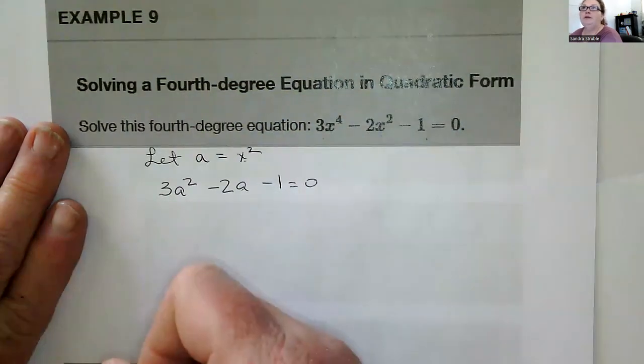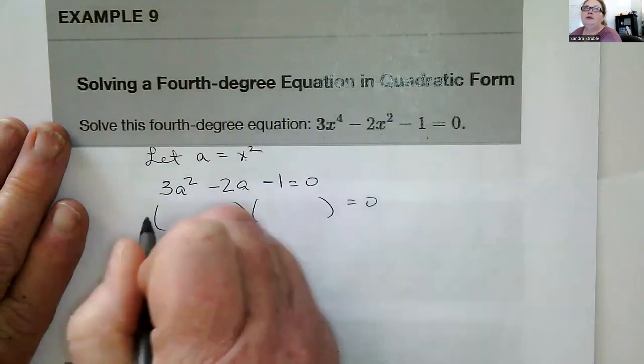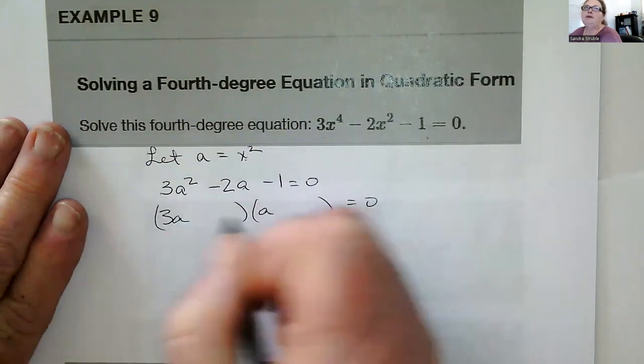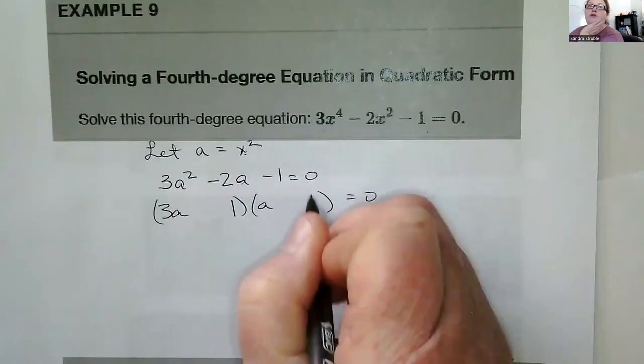This looks more like something that you're used to. So we can just factor this into 2 parentheses. We're going to have 3a and a, because multiplied together we get 3a squared. We're going to have 1 and 1. There's not a lot we can do with that.